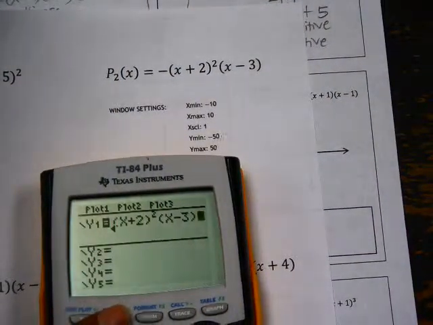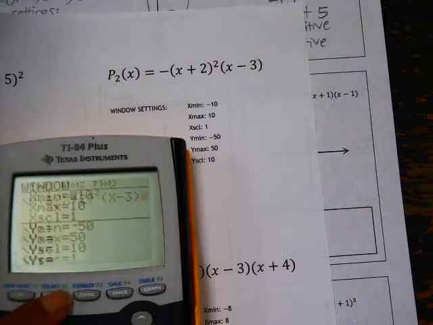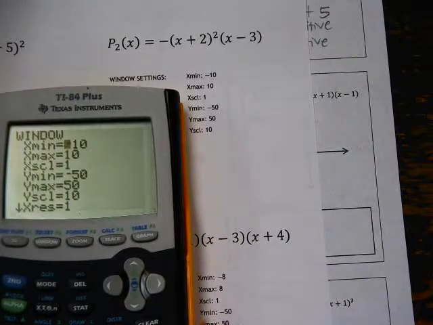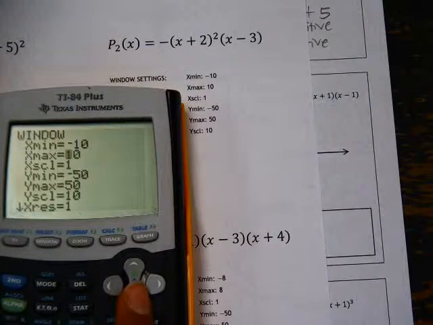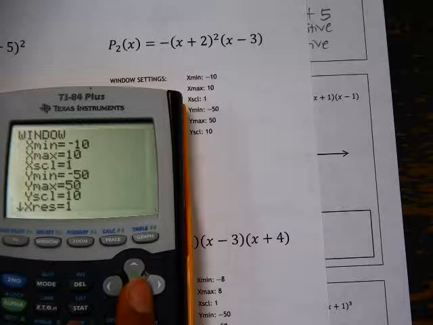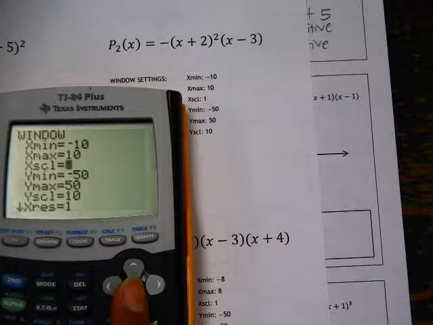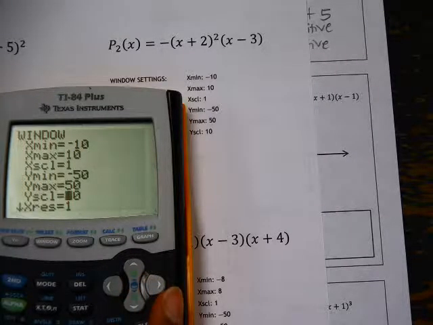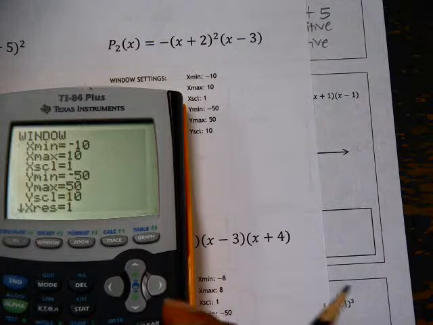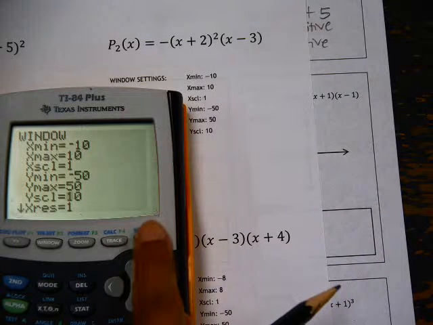The scale and the window, so go to window. Minimum x is negative 10, maximum x is positive 10, scale of 1. And then minimum y is negative 50, maximum y is positive 50, scale of 10. So that's the same as the previous problem in the previous video. So hit graph.